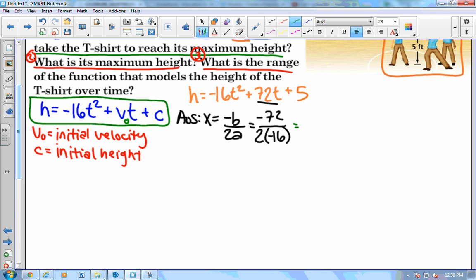Isaiah, name? Hope you're writing. Okay, Skylar, you have a calculator. Can you type that in for us, please? 72 divided by 32.